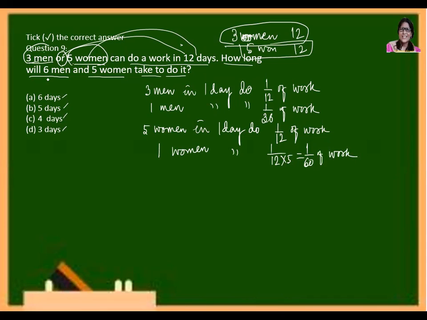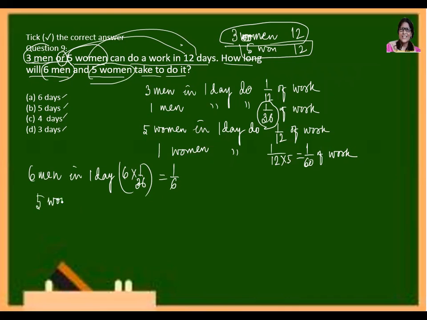Now coming to 6 men. So 1 man does 1 by 36. So 6 men in 1 day, how much? It will be 6 into 1 by 36. That will be 1 by 6 of the work. Then your 5 women in 1 day, it will be 5 into 1 by 60. It will be 1 by 12.